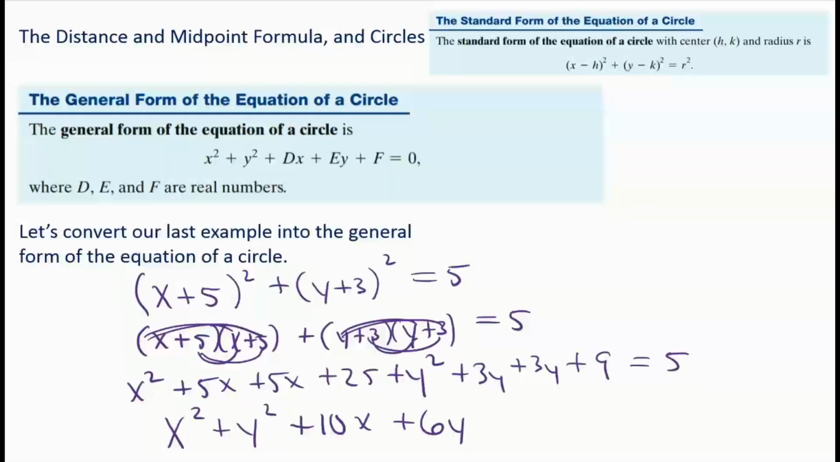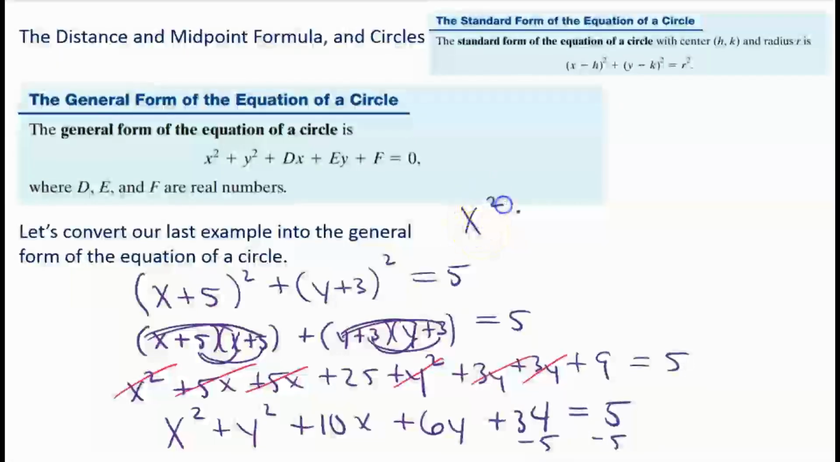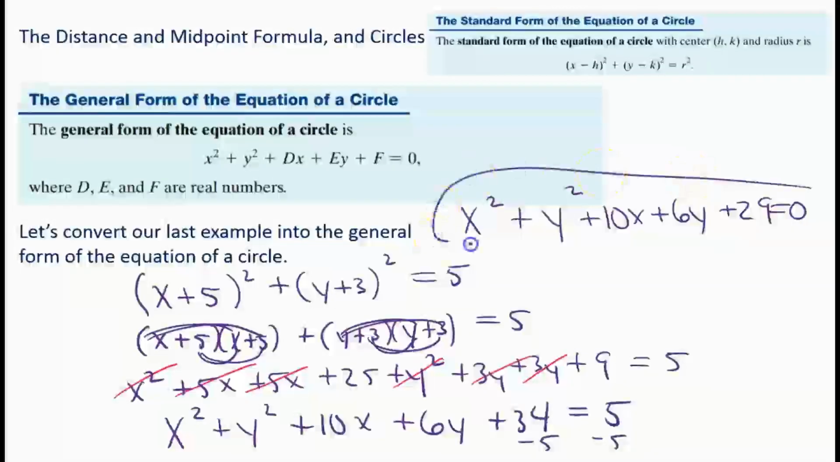Now let's cross through what we've already used. I've written down x squared, y squared, 5x plus 5x is 10x, and 3y plus 3y is 6y. I still got some numbers I got to deal with. So I've got 25 plus 9 is 34, equals 5. But notice it's equal to 0, so I need to subtract 5 from both sides. And here's general form: x squared plus y squared plus 10x plus 6y plus 29 equals 0.